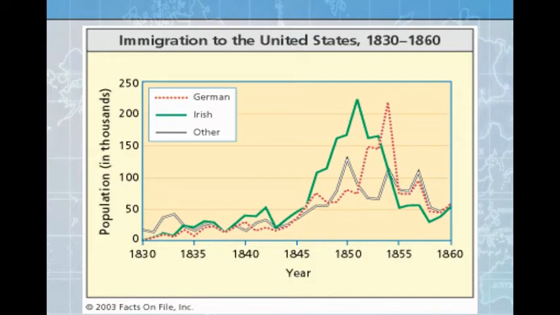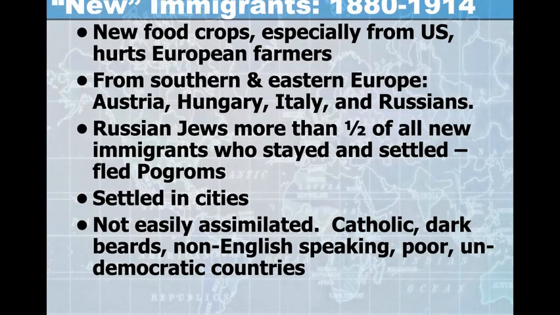And you can see here, just in terms of numbers, who's coming in and when they're coming in. Now, the next wave after them are simply known as new immigrants. So you have old immigrants and new immigrants.